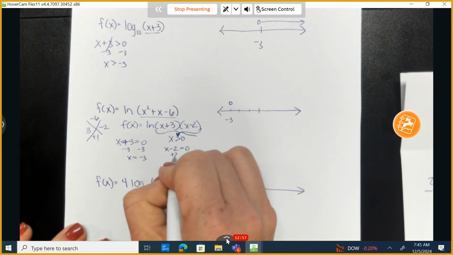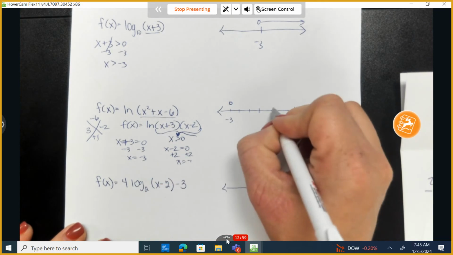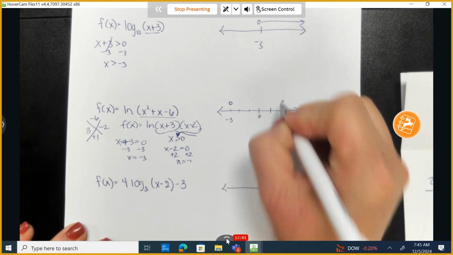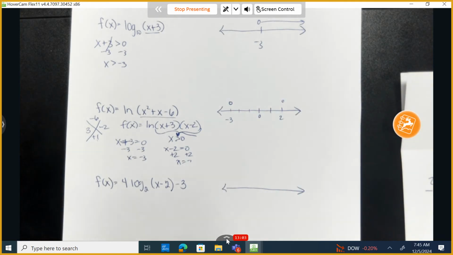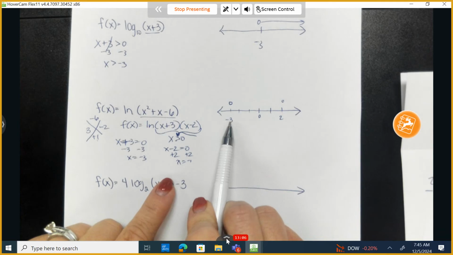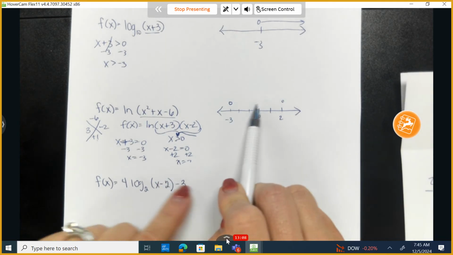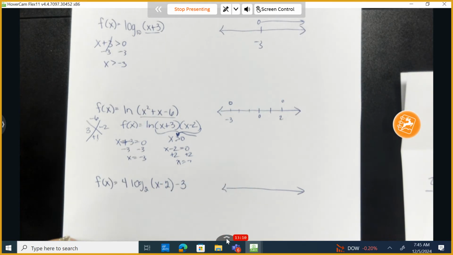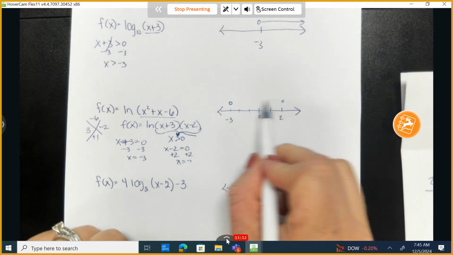And then I'm going to add 2 to the opposite side, and I get x equals 2. 2 is right here. Okay, so I have these 2. So here's my options. When I shade, because I don't have a double solution, it's either going to be shade, no shade, shade, or vice versa. No shade, I shade in between and opposite.